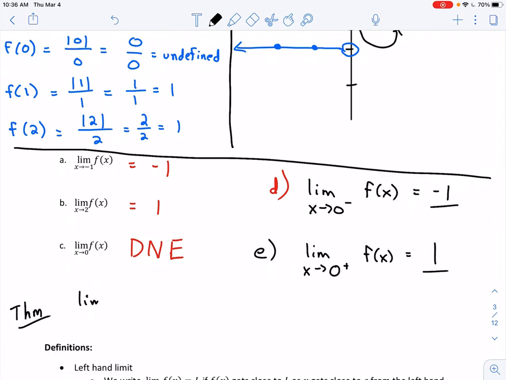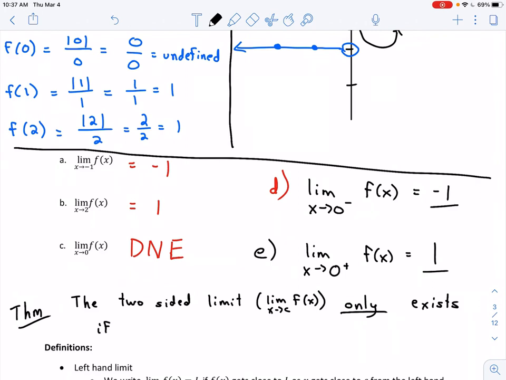It says the limit as x approaches c, and actually here, you know what? Let's just write this in plain English. I think that's going to be easier to understand. I'm going to say the two-sided limit, which is limit as x approaches c of f of x, only exists if the left and right-hand limits are equal. So only if those two left and right-hand limits are equal will the two-sided limit exist.